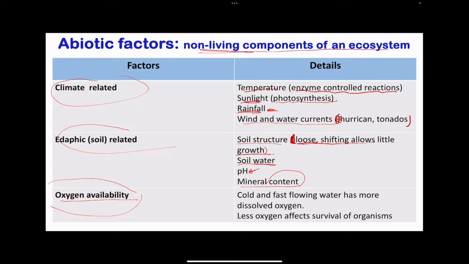When we go to oxygen availability, cold and fast-flowing water contains more dissolved oxygen, while if the oxygen concentration is lower, then the survival of organisms is going to be affected, whether in the soil or in the water.